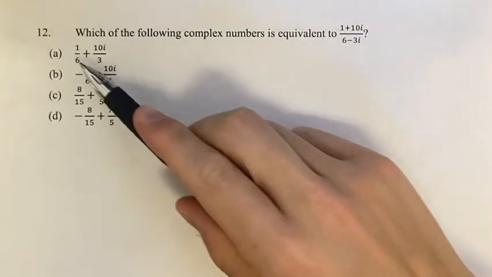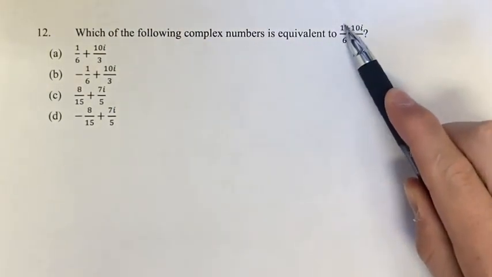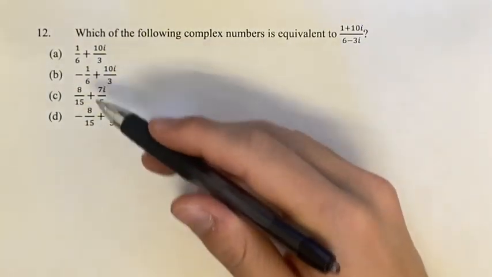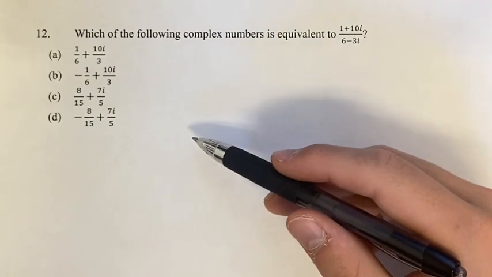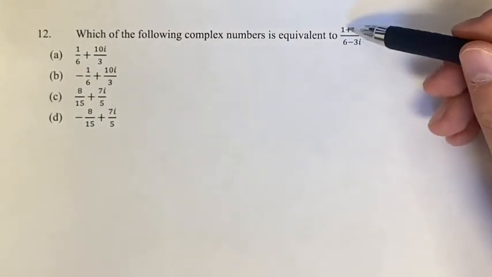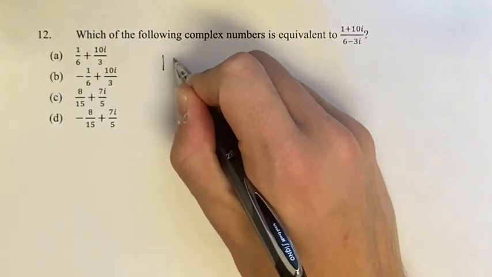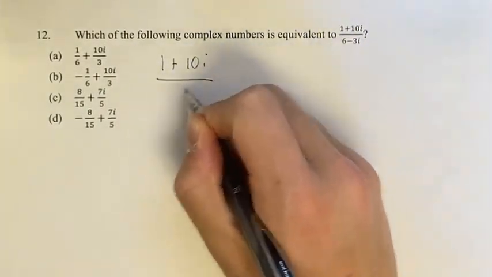In this problem, we're asked which of the following complex numbers is equivalent to (1 + 10i) over (6 − 3i). And we're given a bunch of fractions here. The way we're going to do this is we're going to multiply this by the conjugate of the denominator. What does that mean? Well, let's just rewrite our thing right here. We have (1 + 10i) over (6 − 3i).